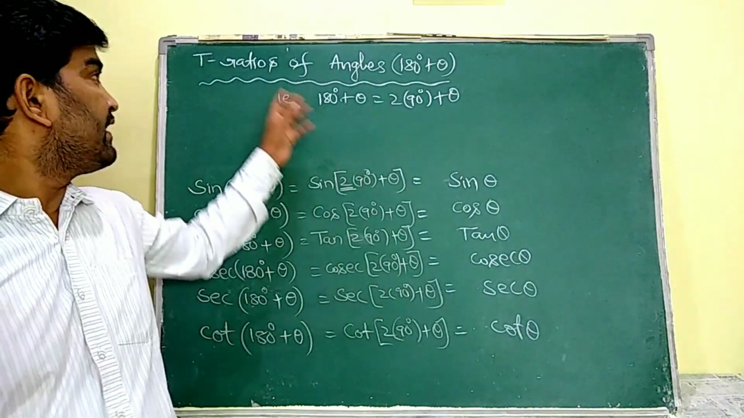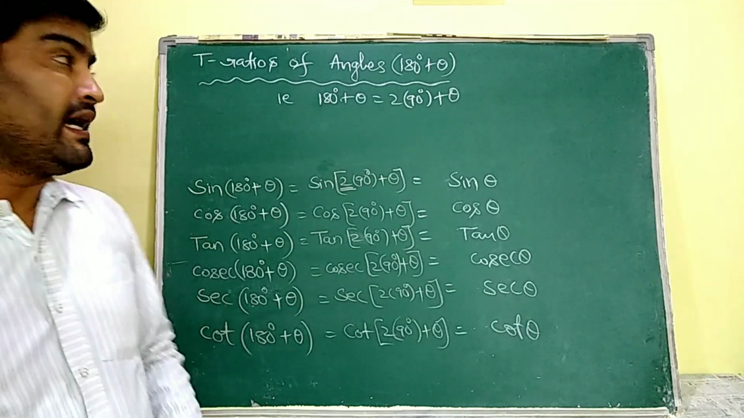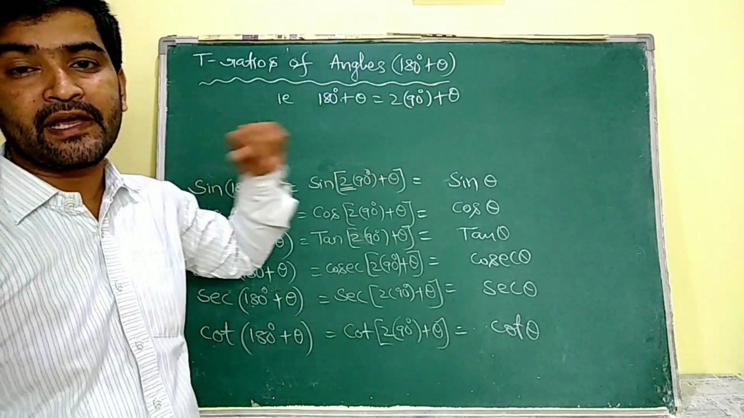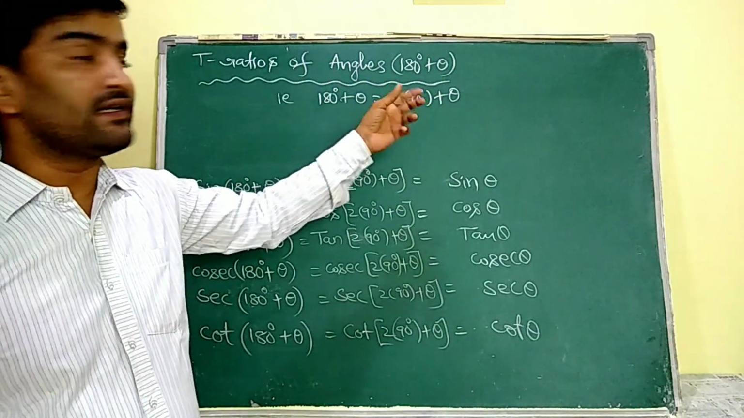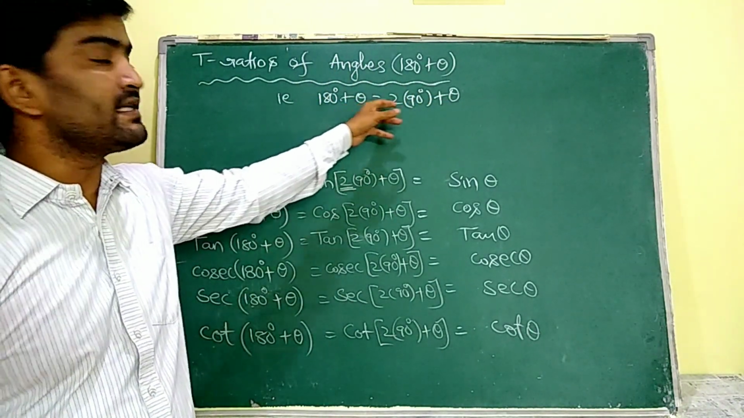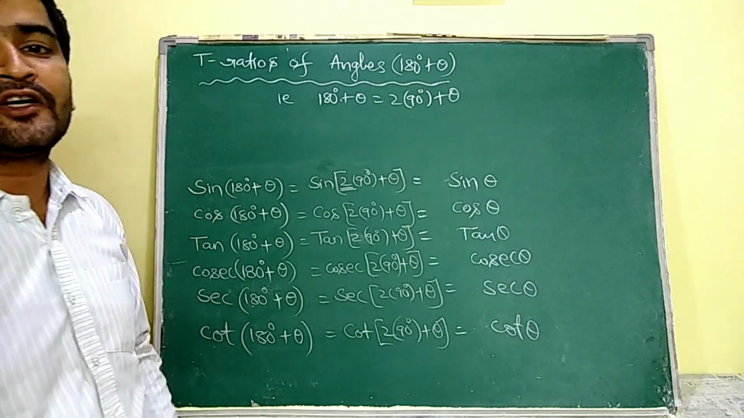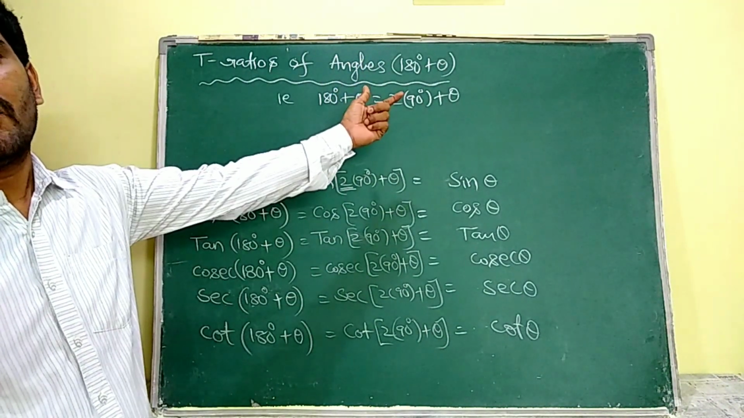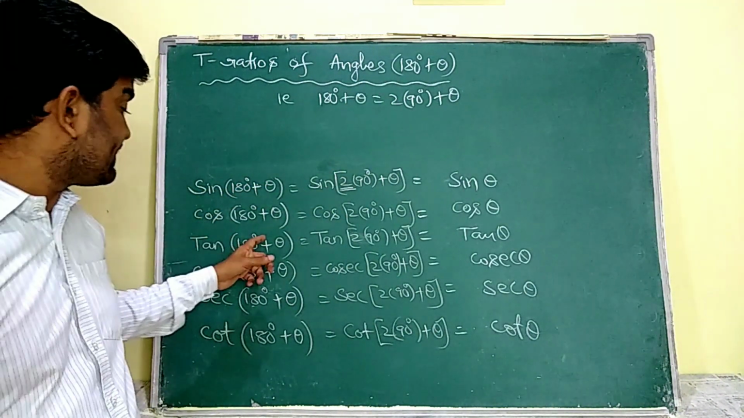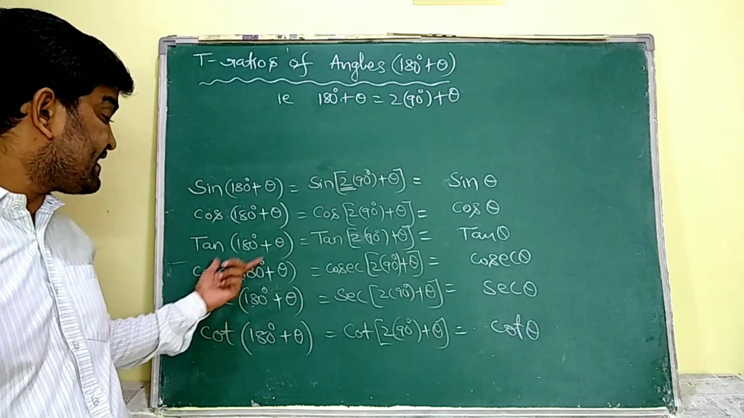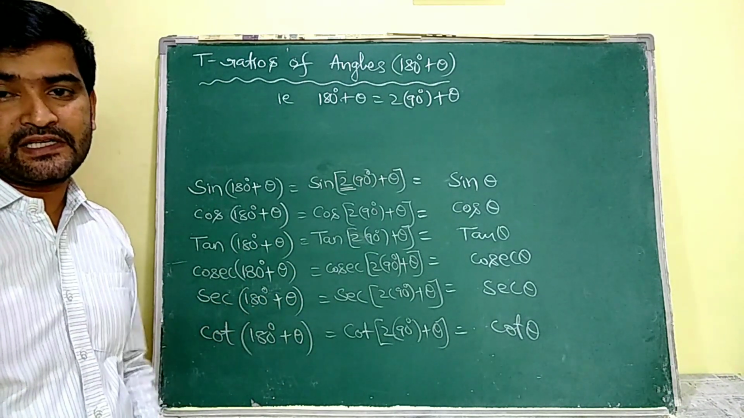Now see, we are going to discuss the trigonometric ratios of the angles 180 plus theta. As we know, 180 plus theta can be expressed as n into 90 plus or minus theta. So that is why 180 plus theta is expressed as 2 into 90 plus theta. Now I have to find the trigonometric ratios of those 180 plus theta: sin 180 plus theta, cos 180 plus theta, tan 180 plus theta, cosecant 180 plus theta, secant 180 plus theta, cot 180 plus theta.